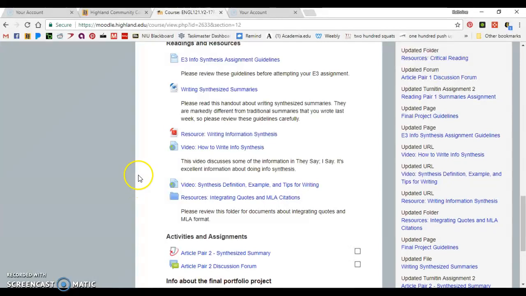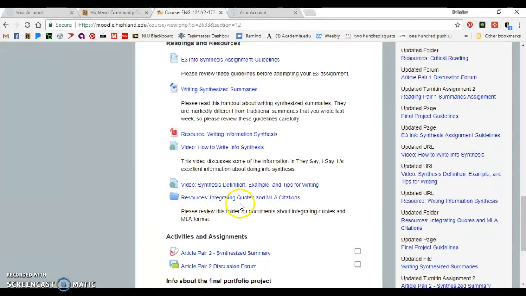Other than that, as always, there are a bunch of resources, particularly for writing infosynthesis. This one is a print source, it's a PDF, and there are 2 videos, how to write infosynthesis. Both of these are really good information about how to write infosynthesis, how to write that argument paper. So make sure you take a look at those. They won't take you too long, but they'll be really important when you're starting to put together your essay.